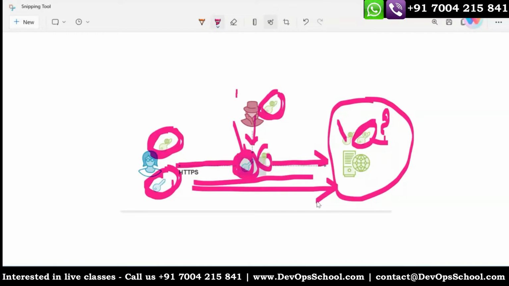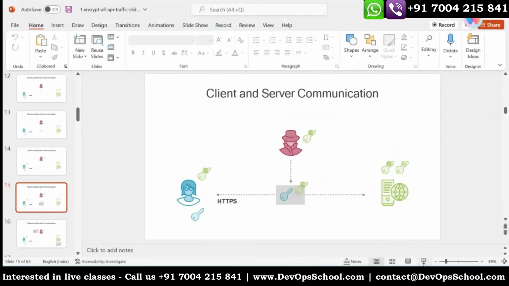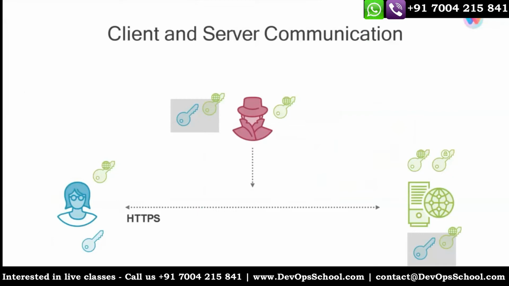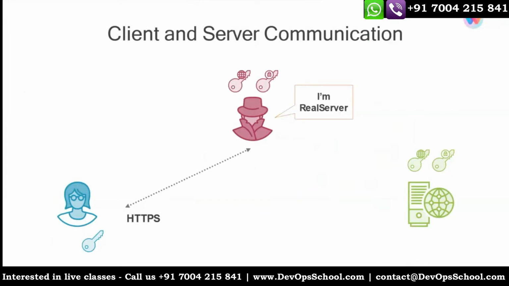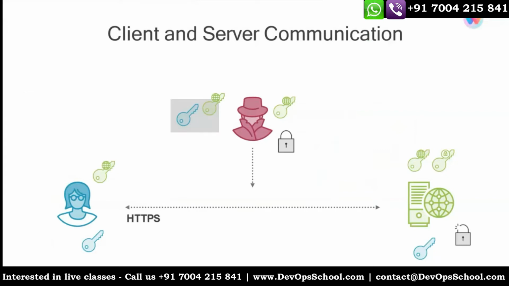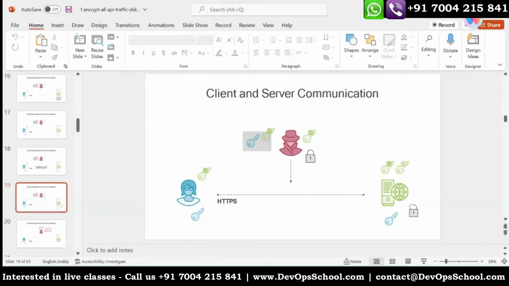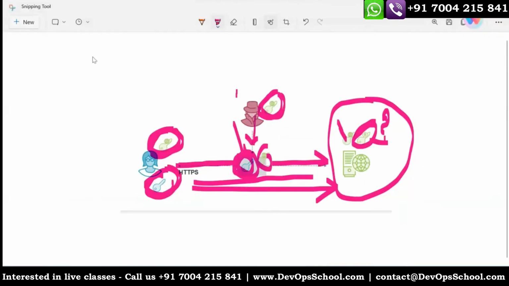Got it. Are you understanding? Yes, I got it. So this is how TLS works. So now all this information is secured. Now what happened?